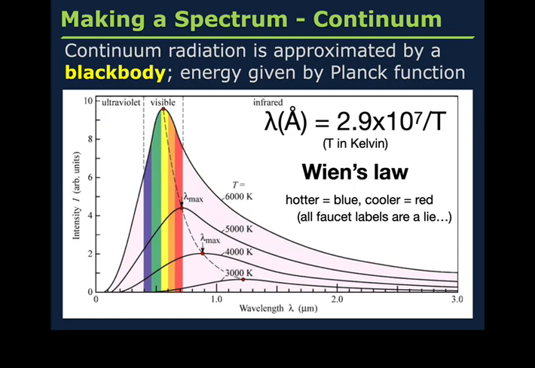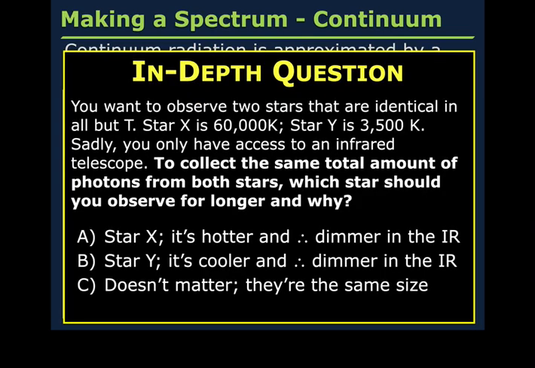And with that in mind, there's an in-depth question that I want you to think about. So you want to observe two stars that are identical in everything but temperature. They're the same distance away, they're the same size, they're the same brightness, everything. Star X is 60,000 Kelvin, so really hot. Star Y is 3,500 Kelvin, so very cold. You're doing these observations with an infrared telescope, so something that observes pretty long wavelengths.